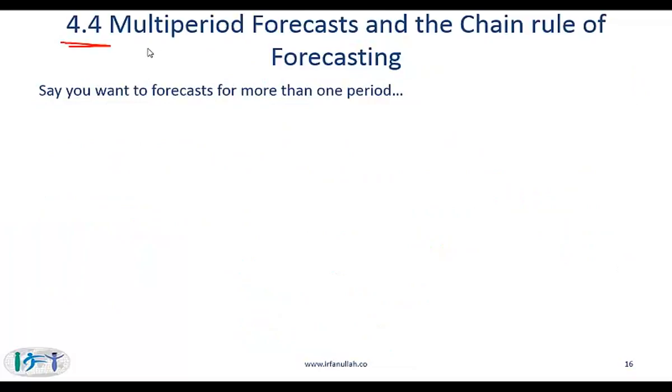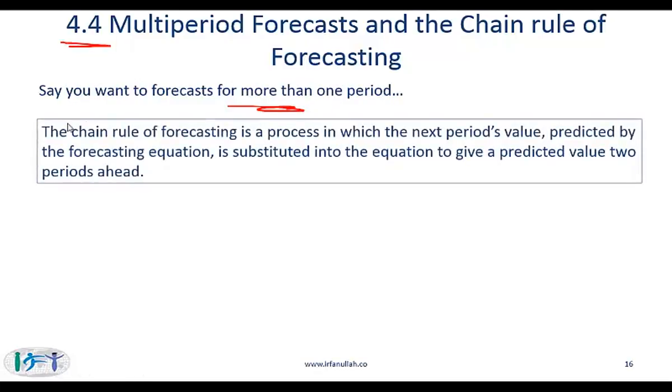Section 4.4, multiple forecasts and the chain rule of forecasting. Say you want to forecast for more than one period. So you want to know the result in the next period, so predict the next period and then predict for the period after that. What do you use? You use the chain rule. And what is the chain rule of forecasting? The chain rule of forecasting is a process in which the next period's value predicted by the forecasting equation is substituted into the equation to give a predicted value 2 periods ahead.